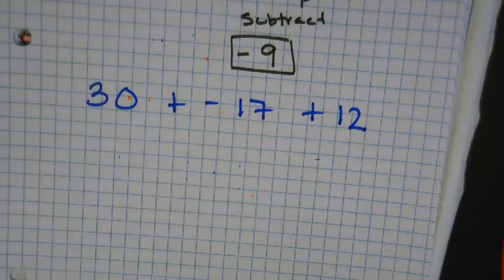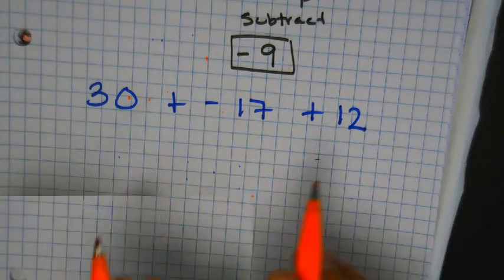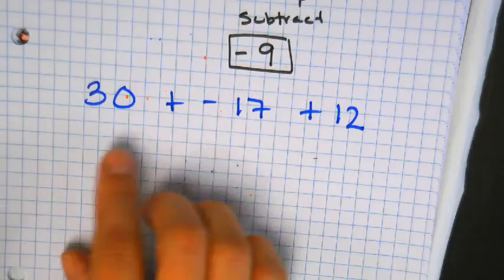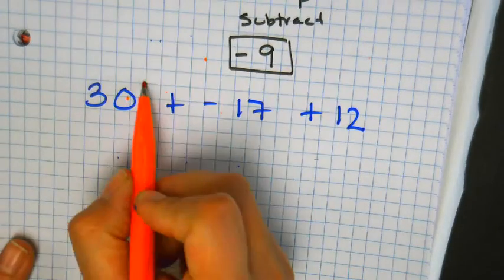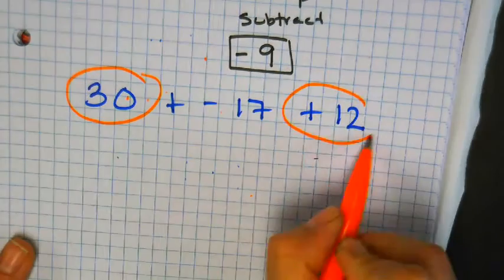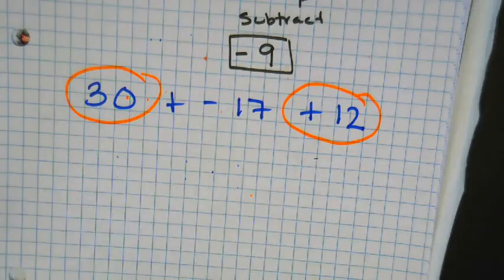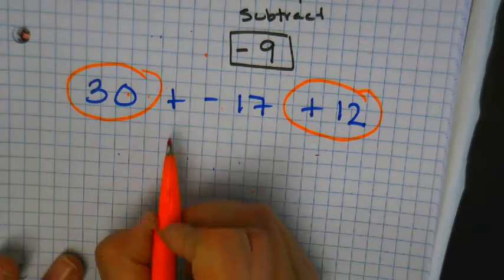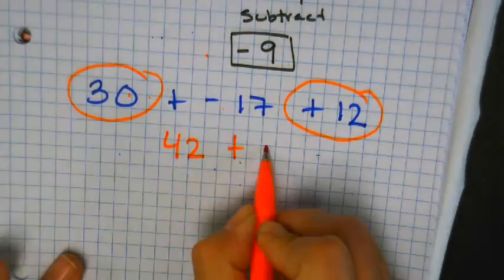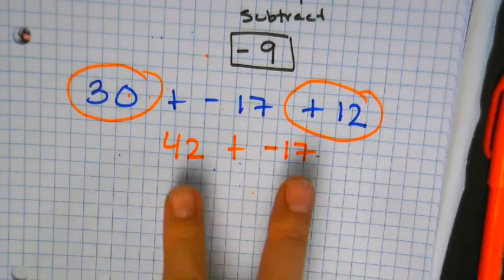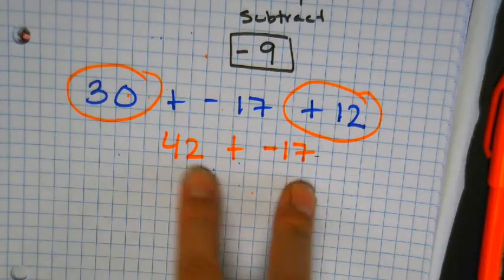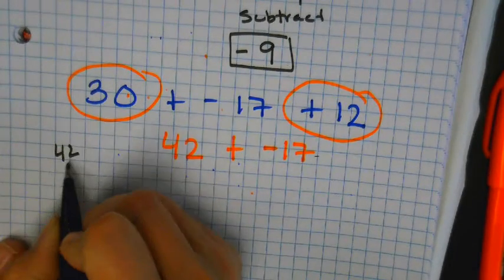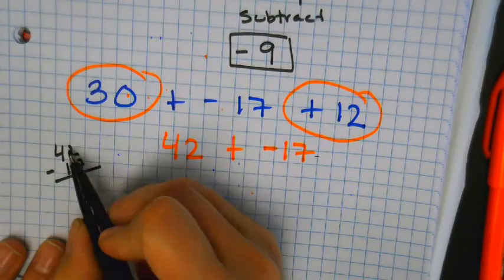So you can do 2 things. You can go like this, right? Or, since it's all addition, I'm going to add my 2 positive numbers together. What are my 2 positive numbers together equal? 42 plus -17. Now I have a positive and a negative, which you know you have to subtract. I'm going to go over here and subtract on the side. I'm going to borrow.